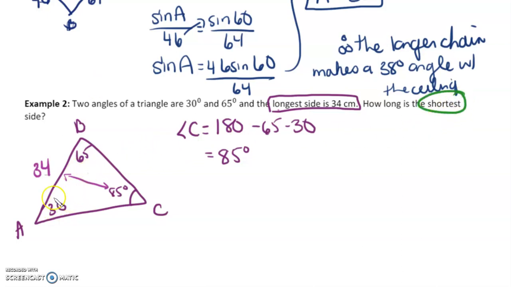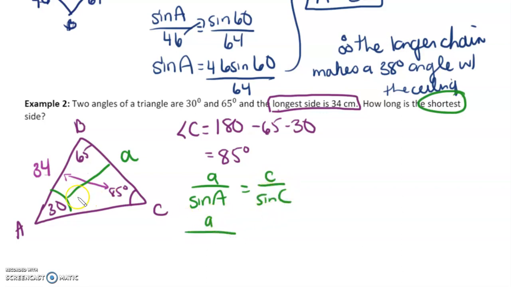Now, what we're solving for is the shortest side. How long is the shortest side? The shortest side is going to be opposite the 30. So let's call this A. So since we're solving for a side, we'll use A over sine A equals C over sine C. So A over sine 30 equals 34 over sine 85.